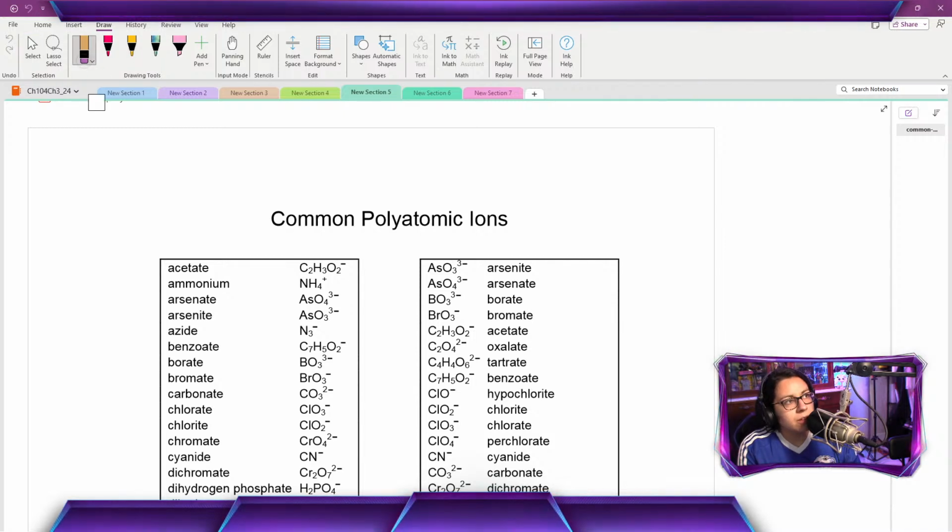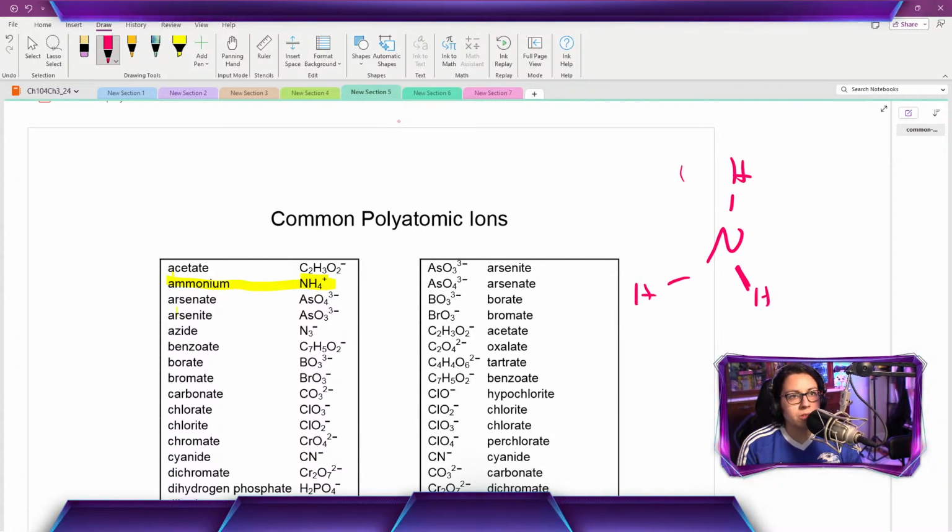So acetate, ammonium. Let me point out a couple of other ones. If you notice, you don't have too many positive polyatomics. So I'll point out ammonium. That's one of your few positively charged ones. I could draw out ammonium for you. It just looks something like this: nitrogen with 4 hydrogens, and nitrogen is missing an electron, so it has a positive charge.